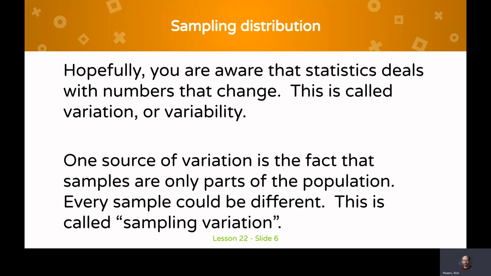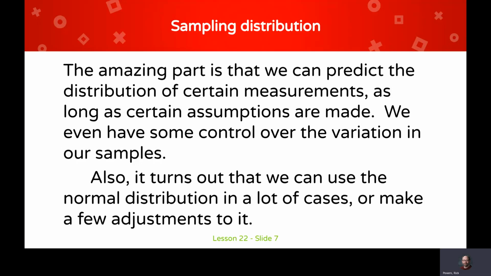Hopefully, you're aware that statistics deals with numbers that change. This is called variation or variability. One source of variation is the fact that samples are only parts of the population. Every sample could be different. This is called sampling variation. The amazing part is that we can predict the distribution of certain measurements as long as certain assumptions are made. We even have some control over the variation in our samples. Also, it turns out we can use the normal distribution in a lot of cases or make a few adjustments to it.